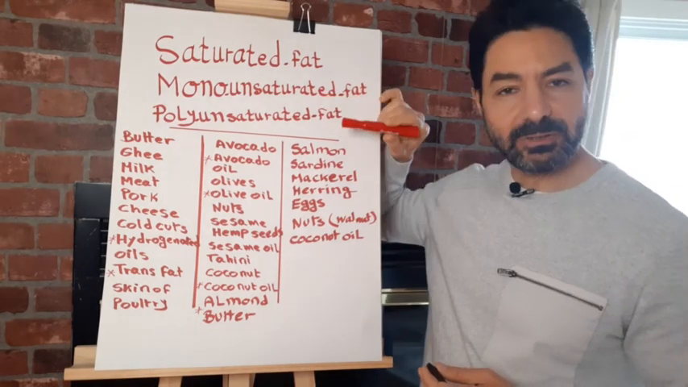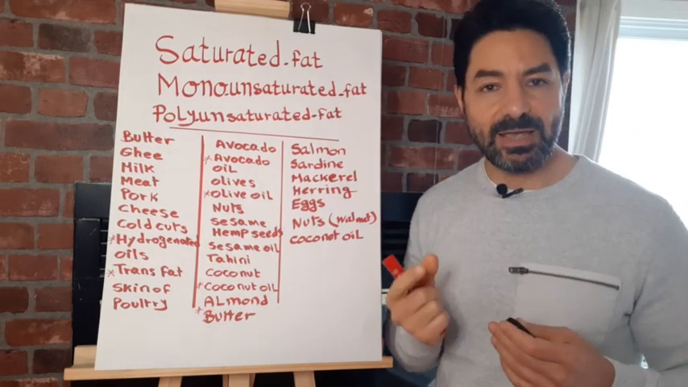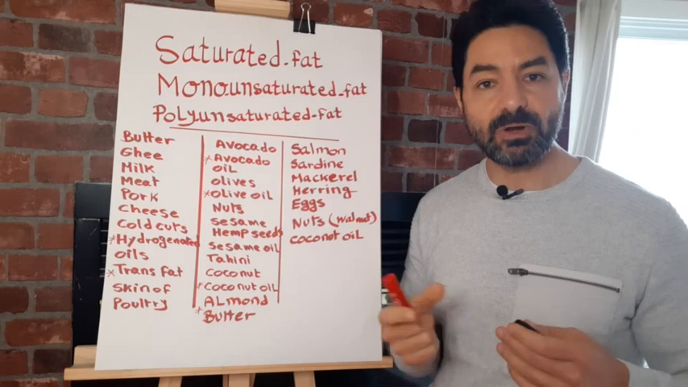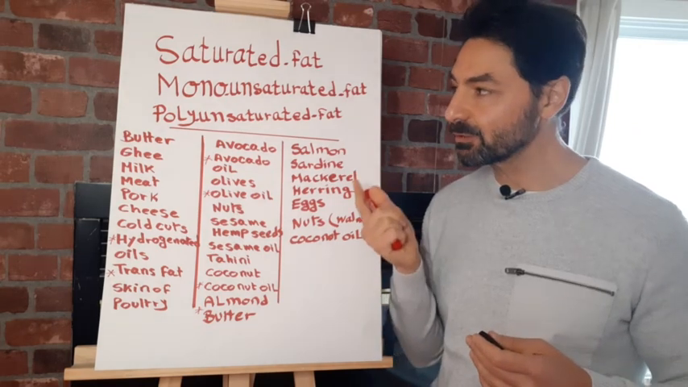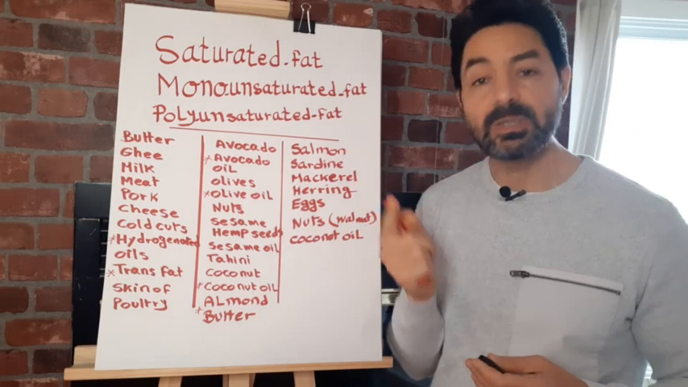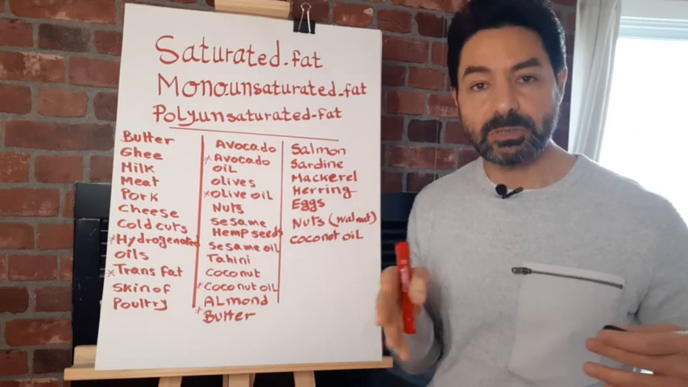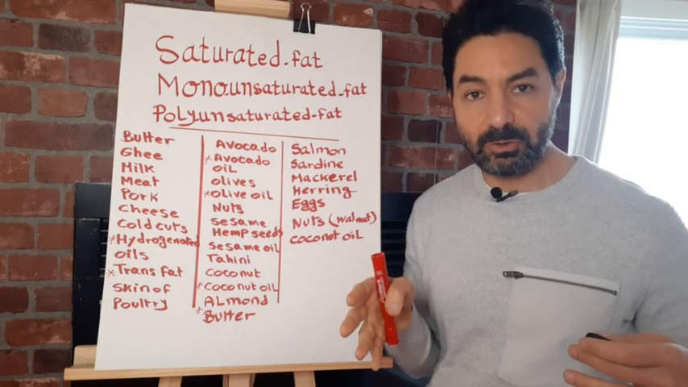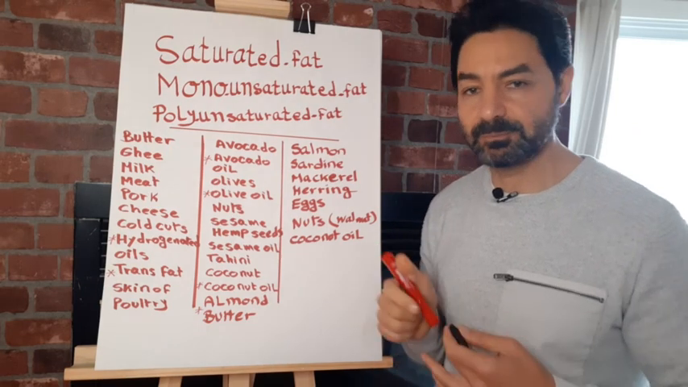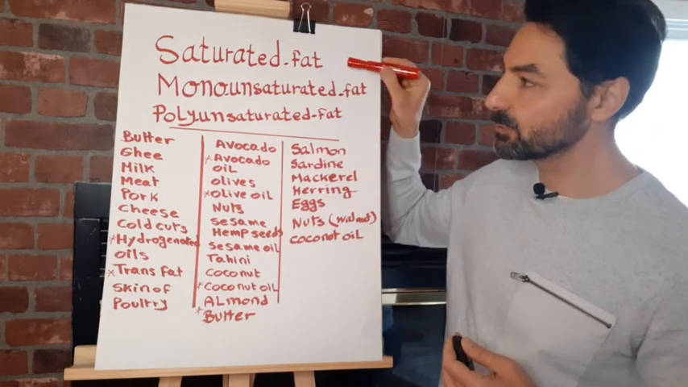Monounsaturated and polyunsaturated, what does it mean? As we mentioned, fat consists of molecules of carbon. Monounsaturated fat means a single molecule of carbon, and poly means multiple molecules of carbon, either a long chain of carbon molecules or medium chain. Let's go into more details. Let's speak about saturated fat.